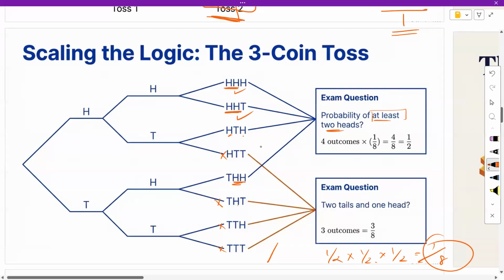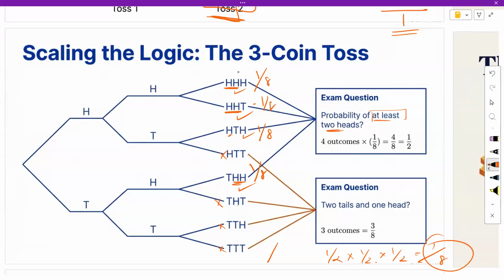1, 2, 3, and 4. Two or more heads. There are 4 outcomes. So we know the probability of each is 1 over 8. This is 1 over 8, and this is 1 over 8, and this is 1 over 8. We know the probability.